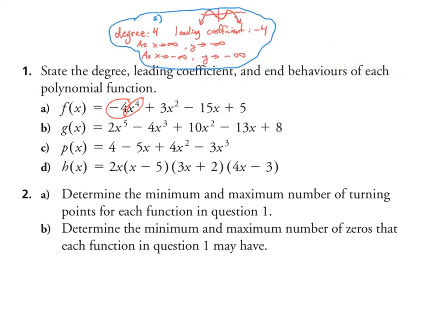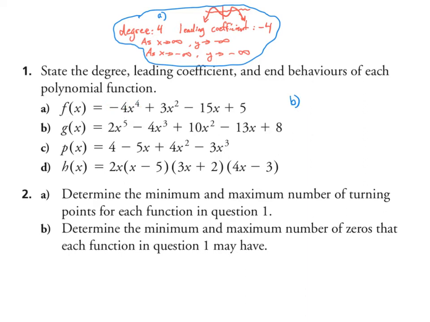All right, let's do b. All right, b, the degree is, well, what's the highest one? So you've got x to the 0, x to the 0, x to the 1, x to the 2, x to the 3, x to the 5 is the greatest. So the degree is simply 5. And next to that x to the 5 term is a 2. So your leading coefficient is 2.